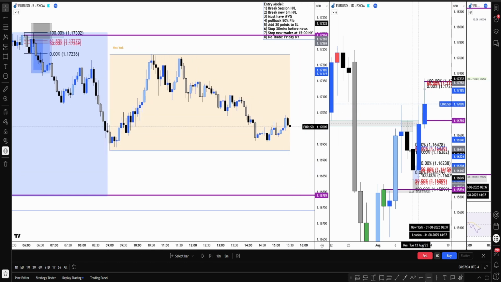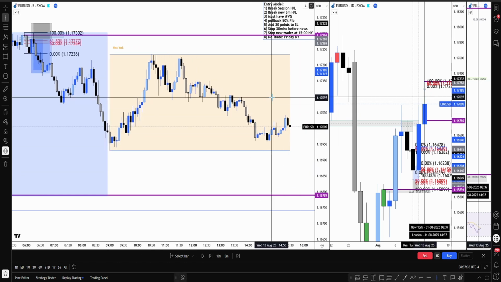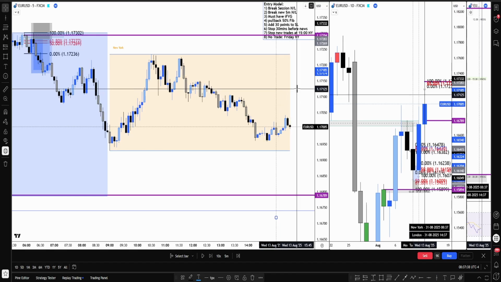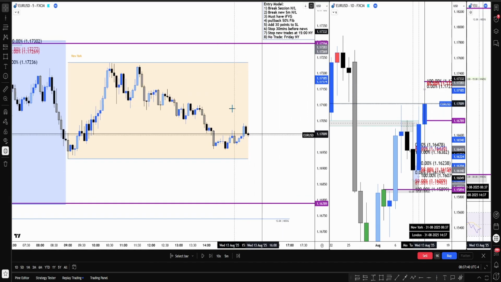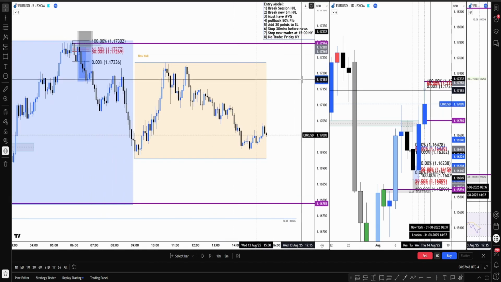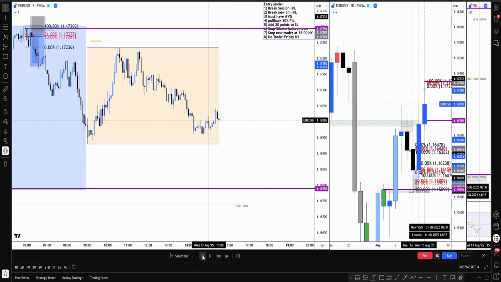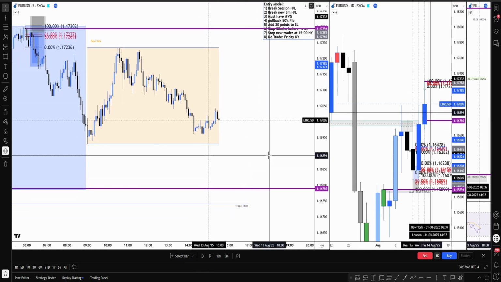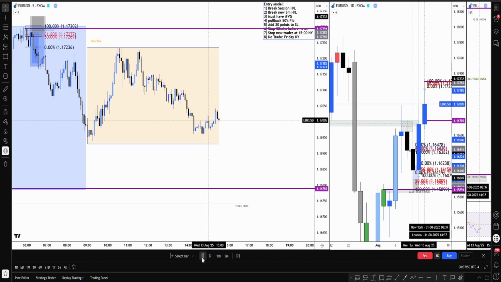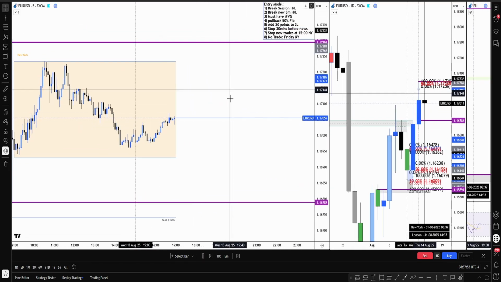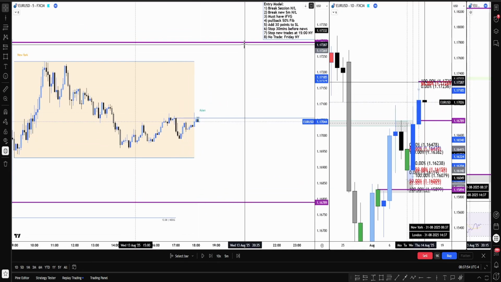Unfortunately, we have to stop here because our rules say no, we don't look for new trades after 3 p.m. New York. And so we are done with Wednesday, and now we move on to Thursday, Thursday, 14th August. Let's just also delete all this clutter.